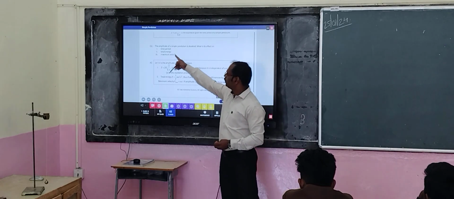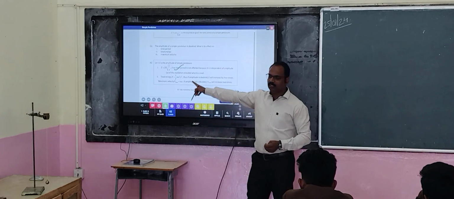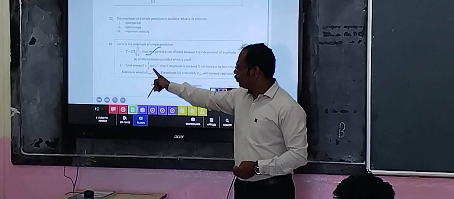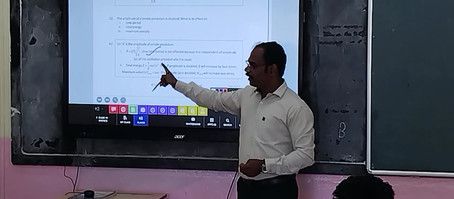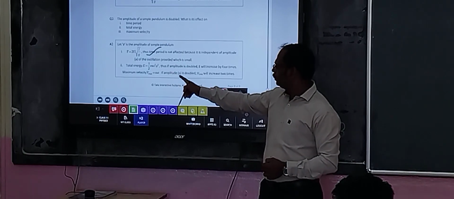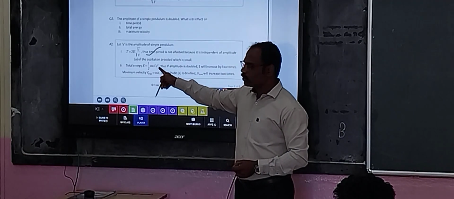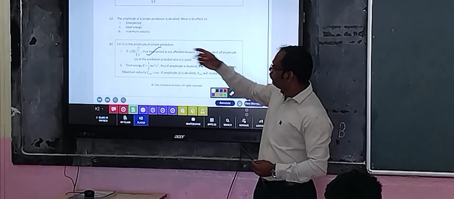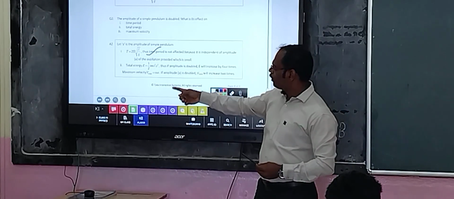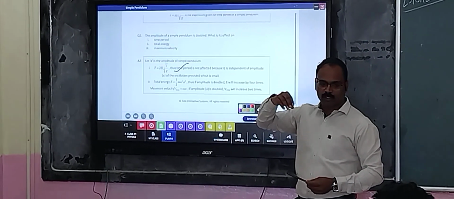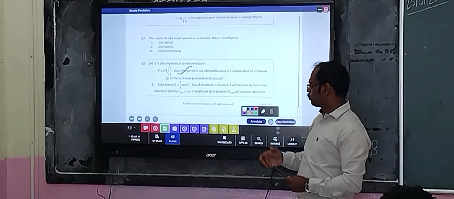Now, what will happen to the total energy? We know that total energy E is equal to 1 by 2 m omega square A square. So energy is proportional to the square of the amplitude. If the amplitude is doubled, what will happen to the total energy? Total energy will be increased by 4 times.